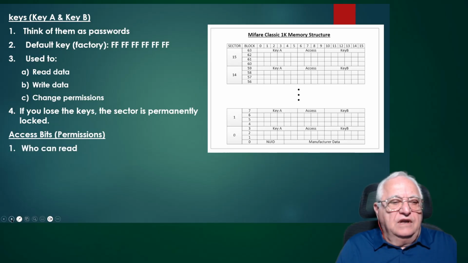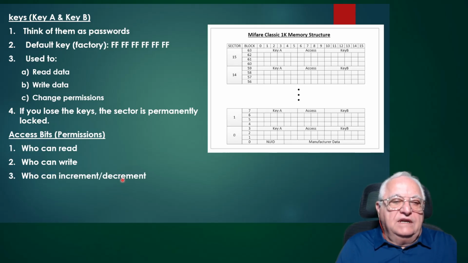Okay, let's talk about the access bit. It tells you who can read a particular sector, who can write to that sector, who can increment and decrement. Now, the access bits are valid for the whole sector. So if you, for example, say, I want to read block 5, and you authenticate for block 5, by doing that you are going to be able to read block 5, but you'll also be able to read 6 and 4.